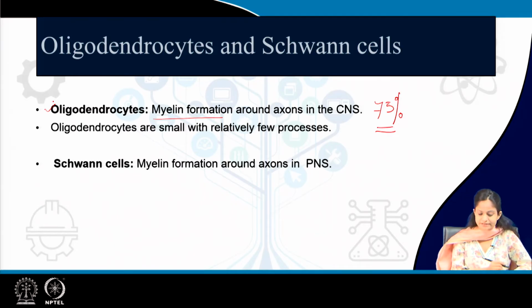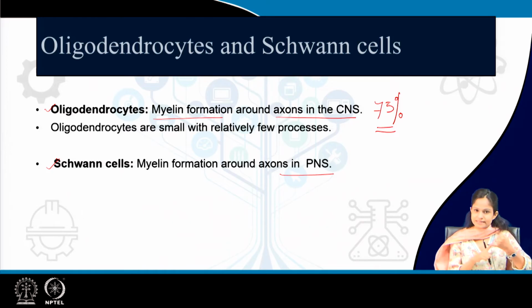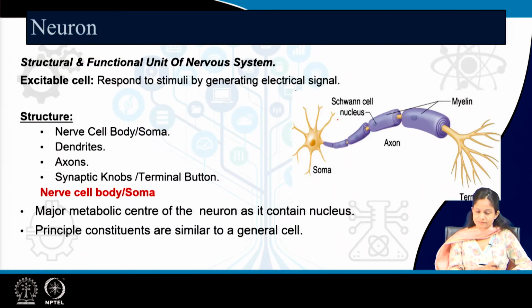Oligodendrocytes are very small and they have relatively few processes, not like astrocytes, but they form the myelin formation around axons in the CNS, the central nervous system. The same myelin formation, if it occurs in the peripheral nervous system, is done by Schwann cells. So, astrocytes, oligodendrocytes and Schwann cells. Astrocytes are mainly important for the formation of the tight junctions, that is, the blood-brain barrier. Oligodendrocytes form the myelin sheath around the central nervous system axons, and Schwann cells form the myelin sheath around the axons of the peripheral nervous system.